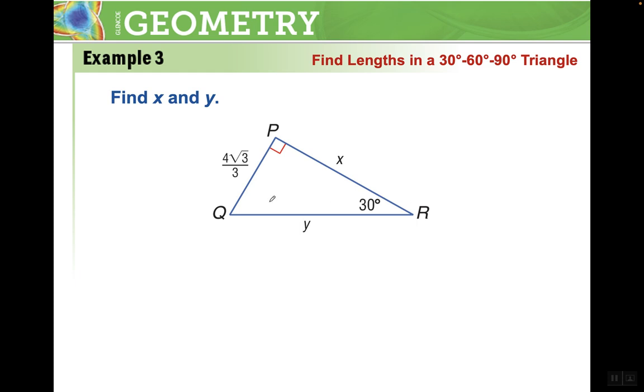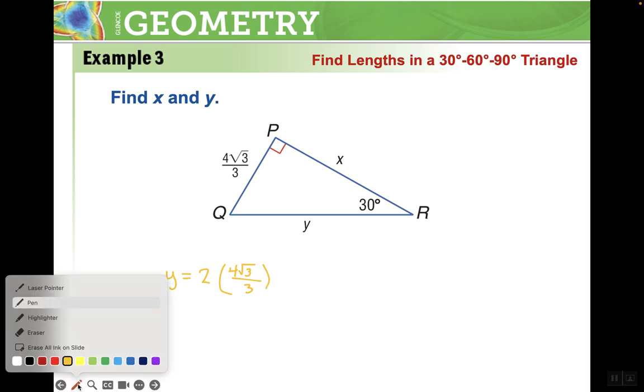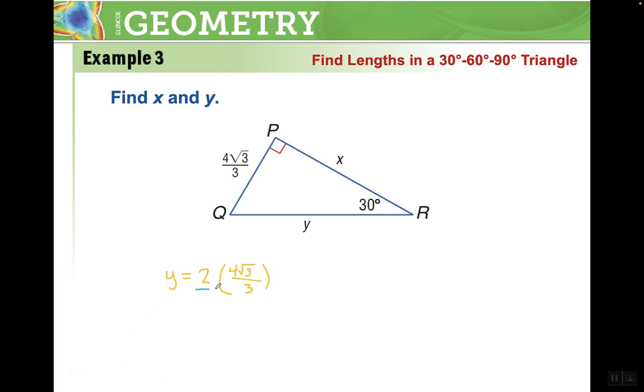So here we're given the shortest side, and we need to find the hypotenuse and the longer leg. It doesn't really matter which one we do first. I know the hypotenuse, which is y, is going to be equal to 2 times that short leg. So it's 2 times 4 square root 3 over 3. Now remember, you're just multiplying across because it's just a fraction. So you should get 8 square root 3 over 3. So that's your y. There's nothing we can reduce on that.